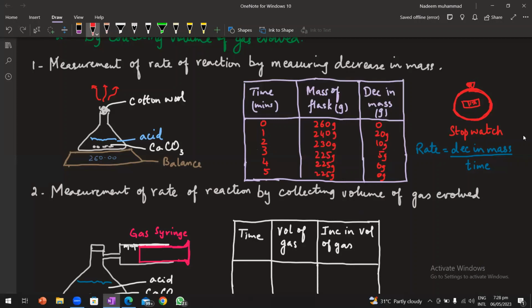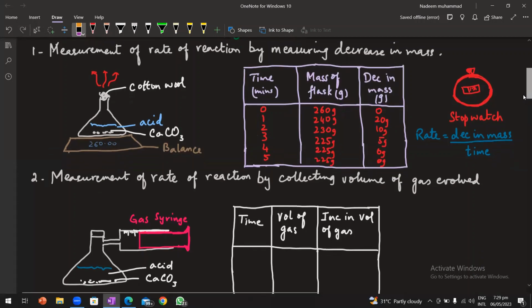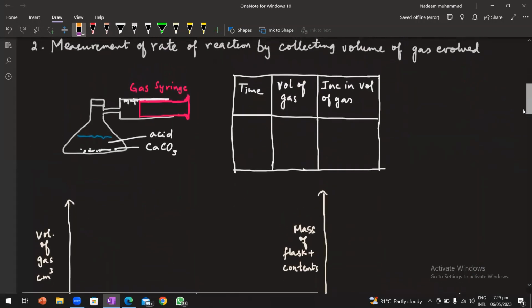The second method is the measurement of reaction by collecting the volume of the gas evolved. For measuring the volume of the gas evolved, we need to have a gas syringe.